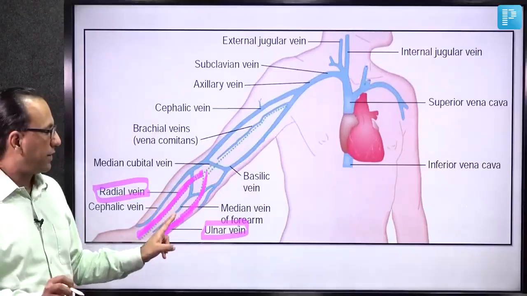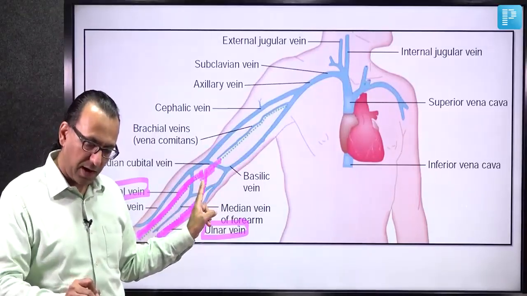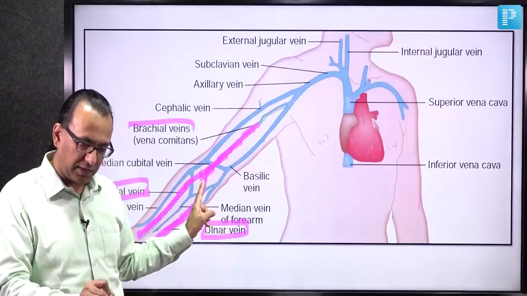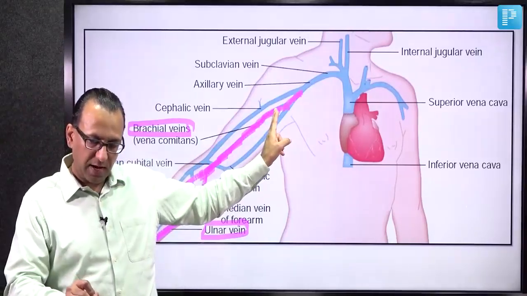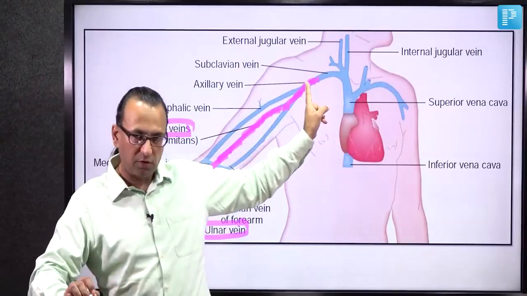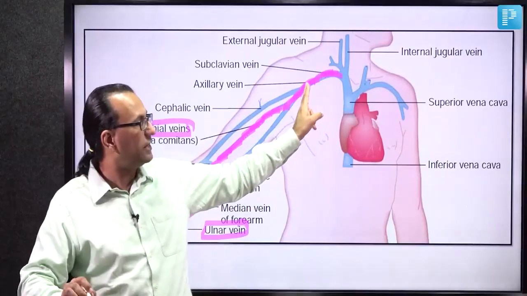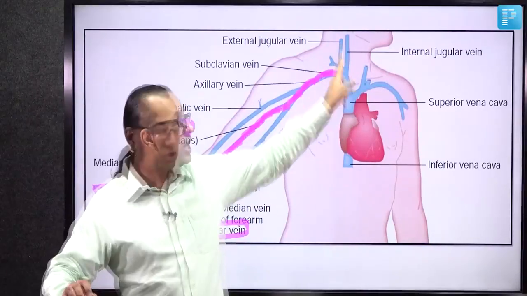Now they are going to join to form the brachial vein in the arm, and the brachial vein which you see here is going to become continuous with the axillary vein, and the axillary vein itself is going to continue as the subclavian vein in the neck region and then be joined by the internal jugular vein.